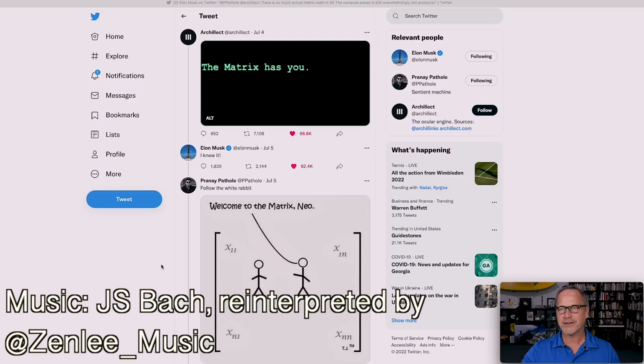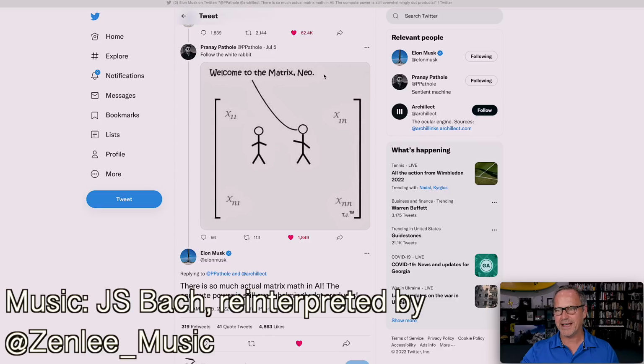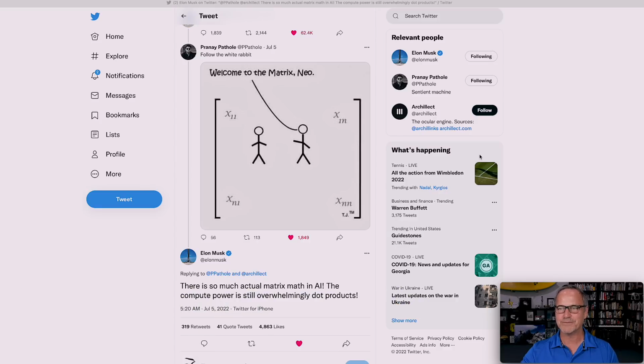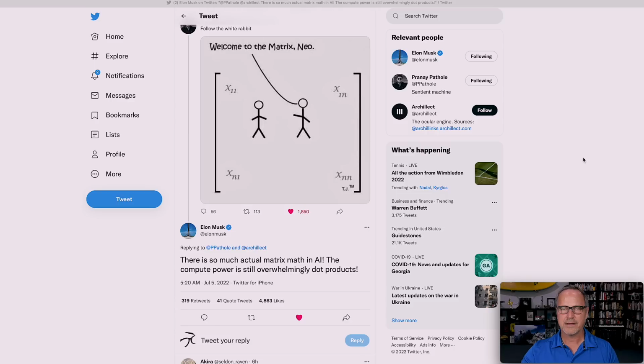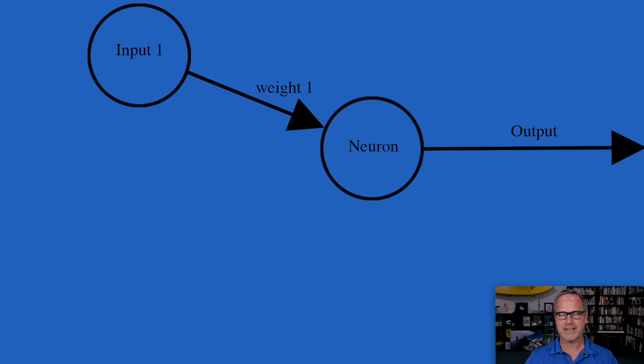So as you can see, on July 4th, Arcollect said, "The Matrix has you." Elon Musk said, "I knew it, ha ha ha." And then Pranay Patel had a funny little meme that said, "Welcome to the Matrix, Neo," and they're inside of a matrix, a mathematical matrix, obviously, and so that was pretty funny. And Elon Musk responded to that by saying, "There is so much actual matrix math in AI, the compute power is still overwhelmingly dot products." At which point, a number of people questioned what in the heck a dot product was and why it was important for AI.